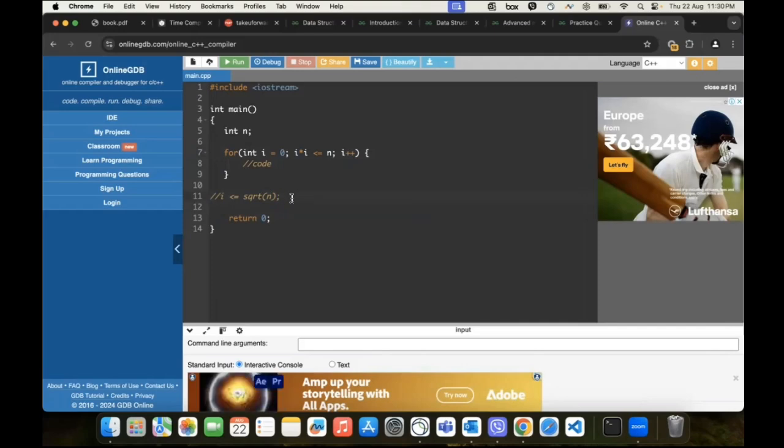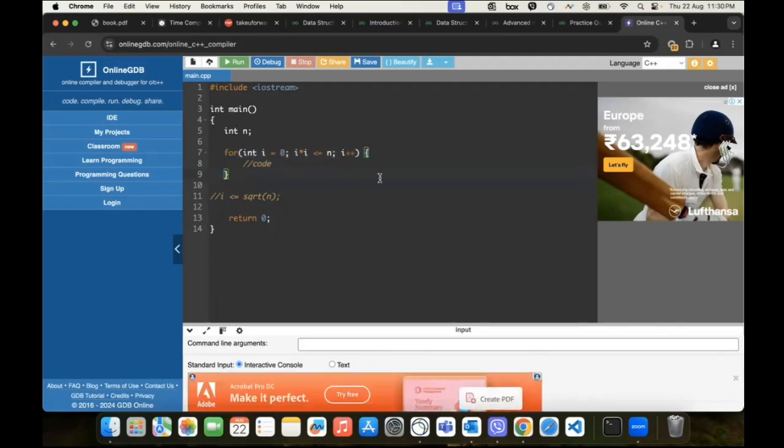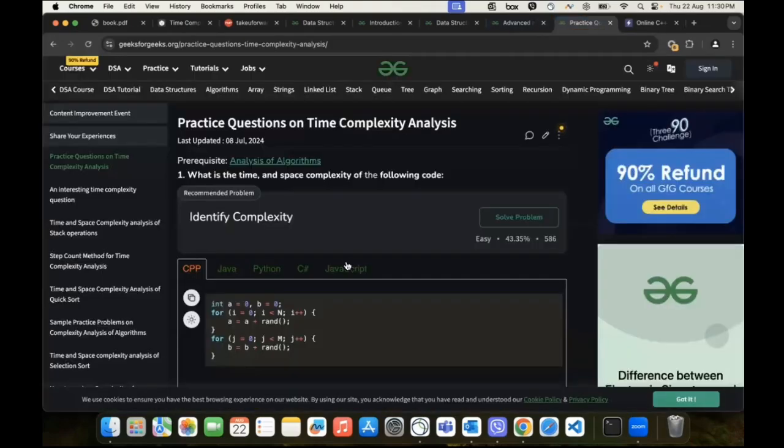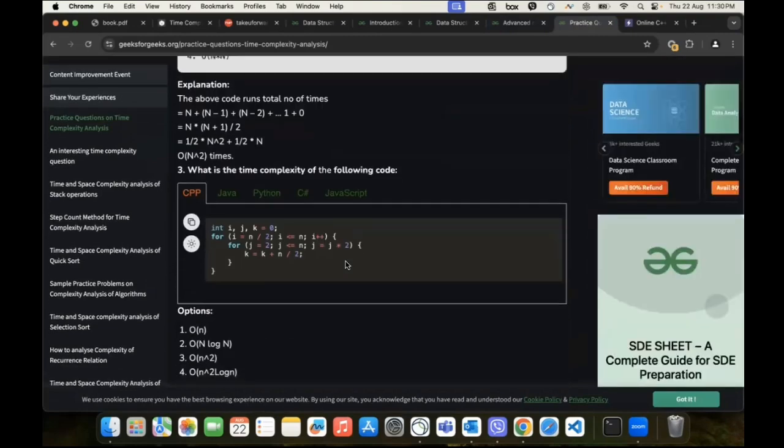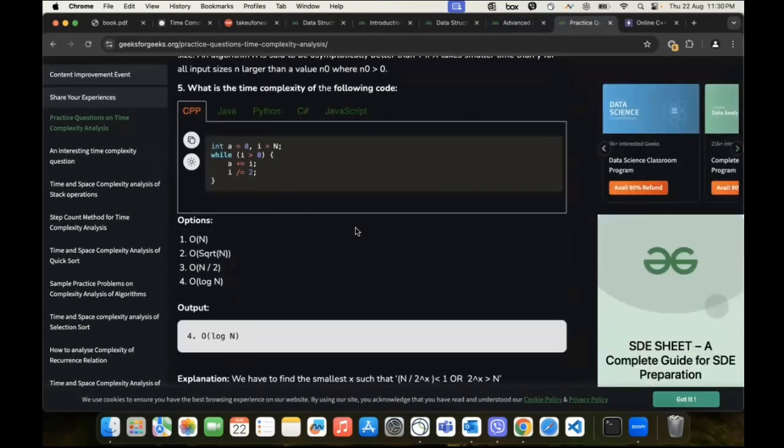So for square root complexity, we use code like this. It is mainly used in finding prime numbers or factors. For writing factors code, if you want to find factors of any number, you generally write in square root. So this concludes this session.